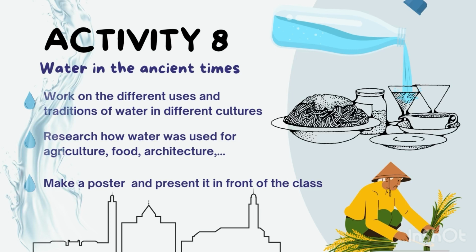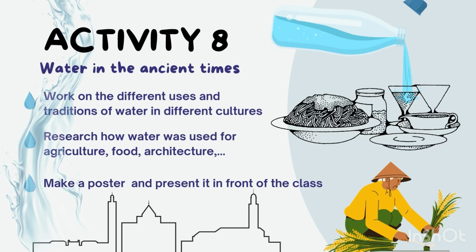Students will research how water was used for agriculture, food, architecture, and other areas of life in each culture. It will be the teacher who will tell them which pages to look for information, such as museum pages and documentaries, since not all pages are reliable and we want our students' information to be adequate. In addition, this information must be in English.